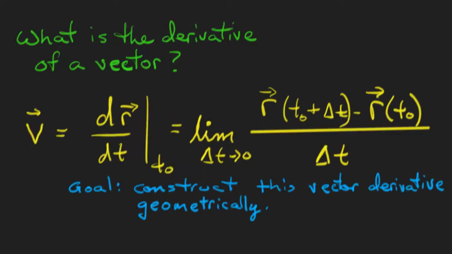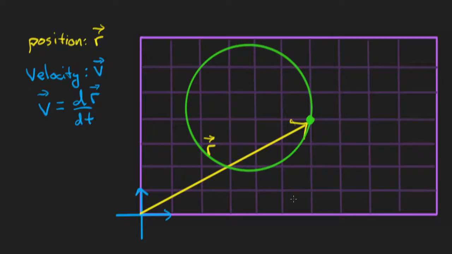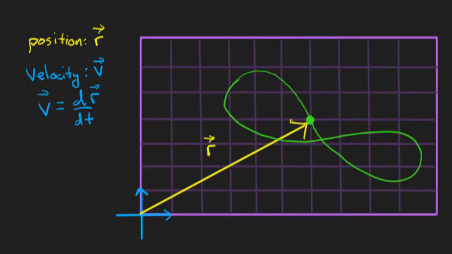So what I'd like to do in this video is to construct this derivative geometrically. I want you to see how this rate of change of a vector with respect to time produces another vector, the derivative of the vector, which we call the velocity. We'll start off with a relatively simple case in which this object moves back and forth along a straight line. Then in subsequent videos we'll consider more interesting cases where the object is going around in a circle. And then maybe we'll try a figure 8-like pattern.